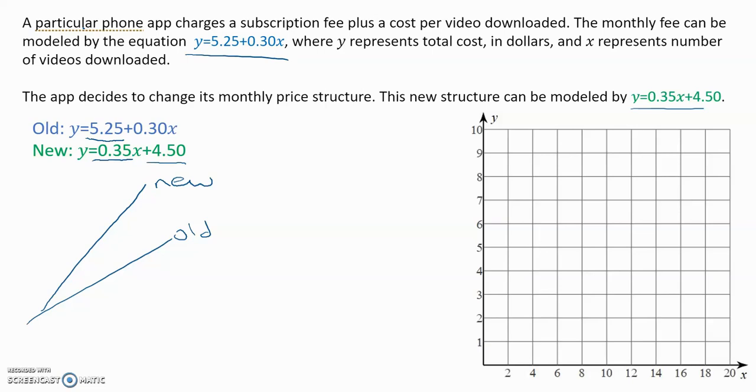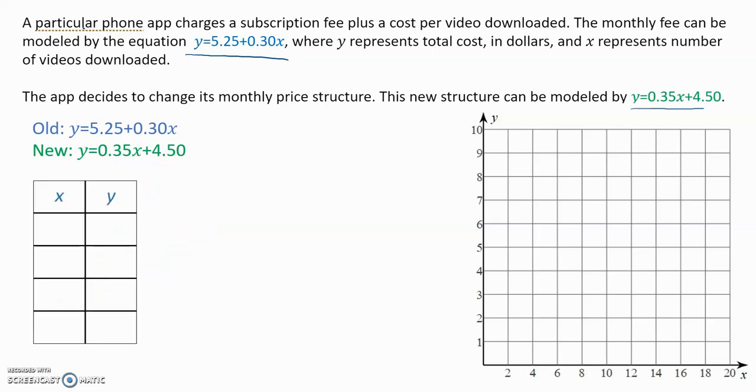Well, we'll set up a table of values for each equation so that we can graph them. So I'm going to go up by fives. Now I just chose that arbitrarily. You can go up by whatever you like, but remember this is a really small value for the rate. So it's going to go up tiny amounts on my graph. So I'm going to go up by fives instead.